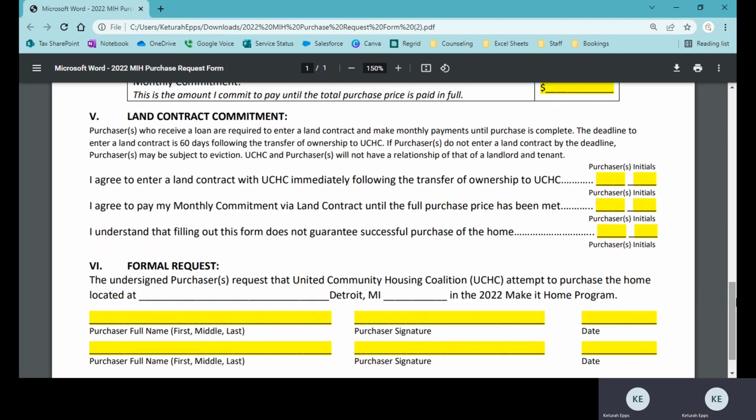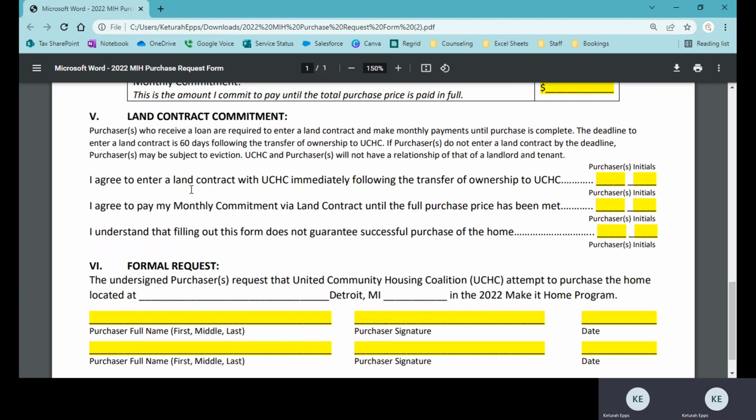Section 5 is our land contract commitment. So if you receive a loan from us, you're required to enter into a land contract and make monthly payments until your purchase is complete. The deadline to enter the land contract is 60 days following the transfer of ownership to UCHC. So once the city deeds the property over to us, you have 60 days to get into a land contract. If you do not enter into a land contract by the deadline, purchasers may be subject to eviction. We will not have a relationship as that of landlord-tenant. So you have to get into a land contract if you're loaning money from us.